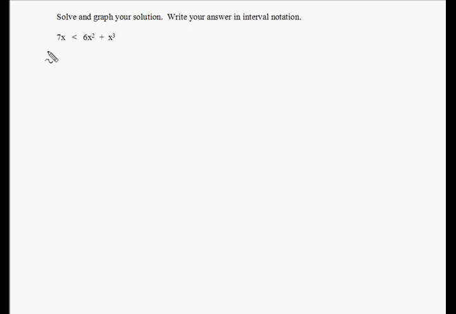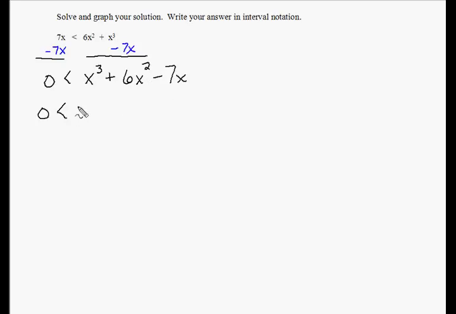Well, in order to solve this, we need all of our x's on the same side of the inequality. And then we should write it in a good order. 0 is less than x cubed plus 6x squared minus 7x. So to solve this inequality, we'll try and factor.